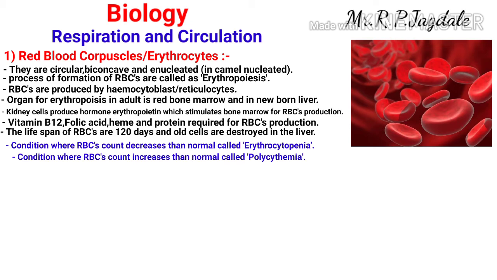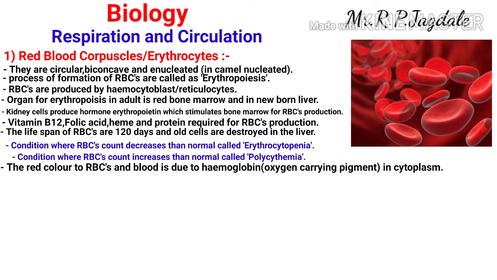Then the red color of the RBCs is due to the oxygen carrying pigment called hemoglobin. We know that the color of RBCs is red, and due to that red color of RBCs, the blood color is also red.